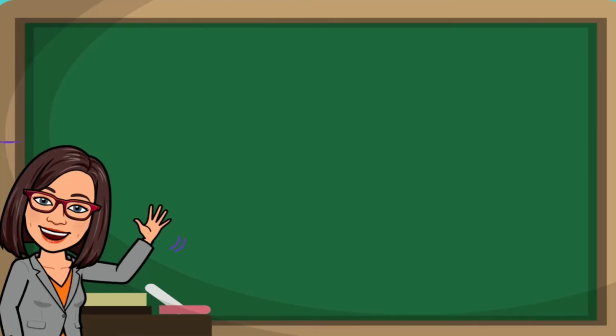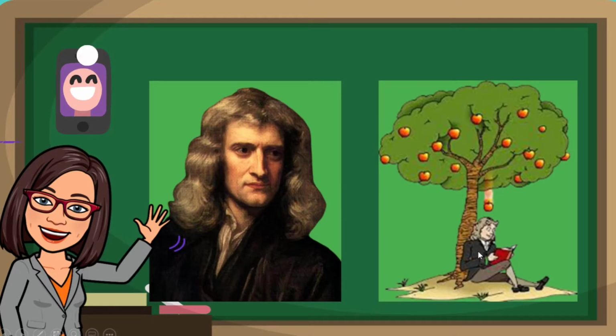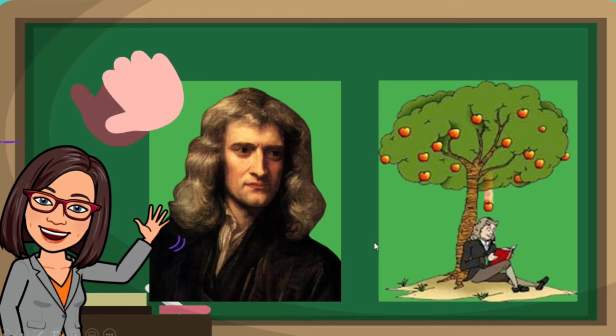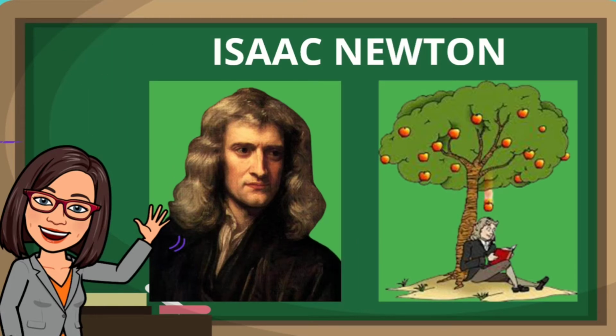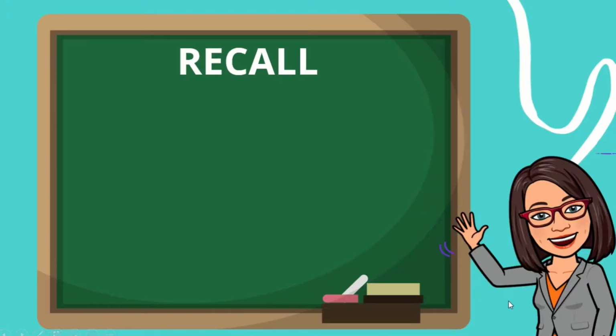Today, we will be discussing another law which was formulated by this man who is flashed on the screen. Can you recall what his name is? Very good. He is Isaac Newton. We have learned in our previous lesson that Isaac Newton formulated the laws of motion. Before we discuss the second law, which he formulated, let us recall what we have learned in our previous discussions.